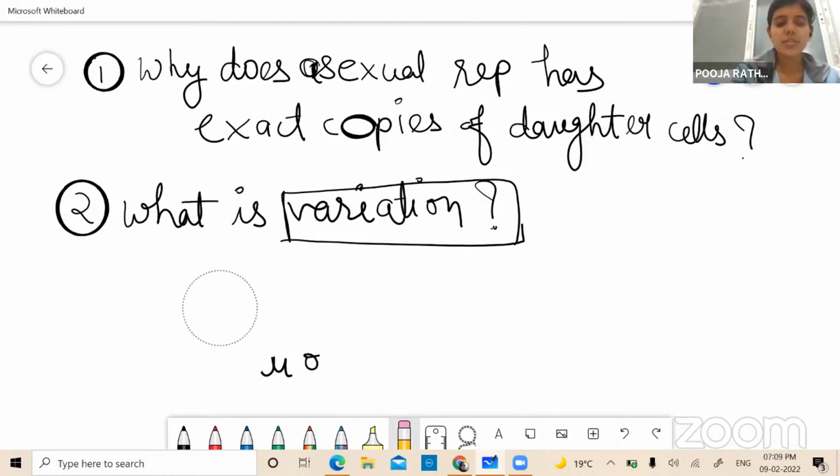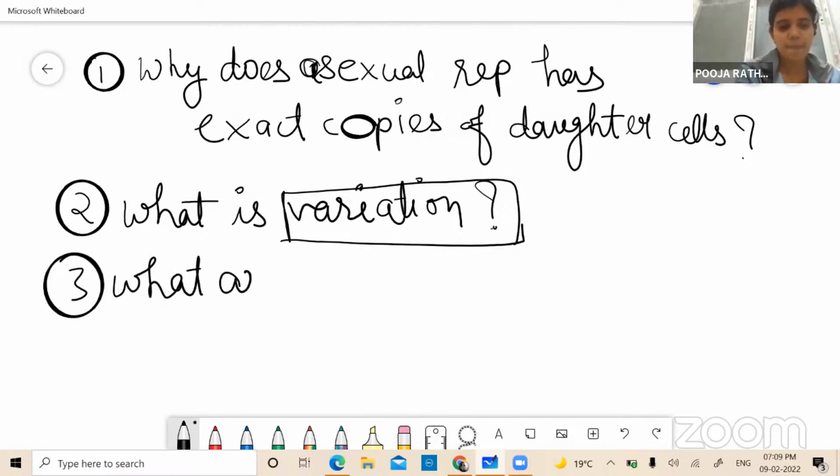The next question that might be asked from this particular session is, what is sexual reproduction, or what are the types of reproduction? What are the types of reproduction?